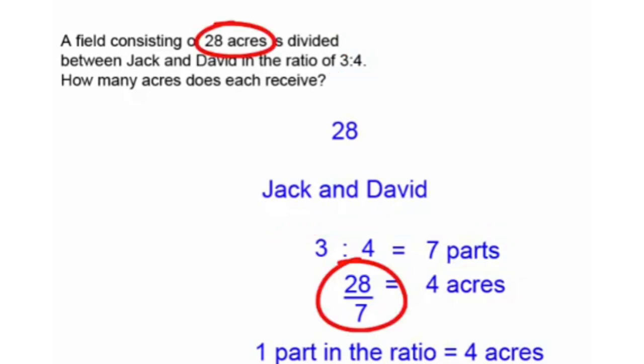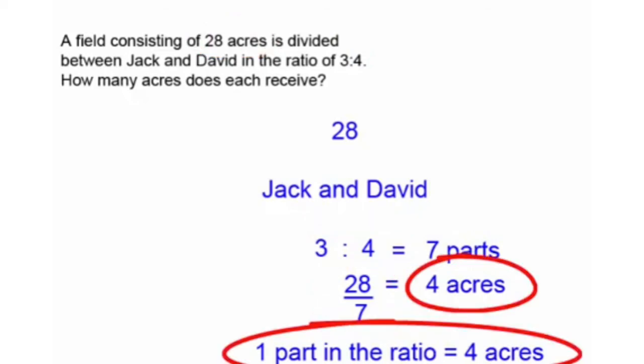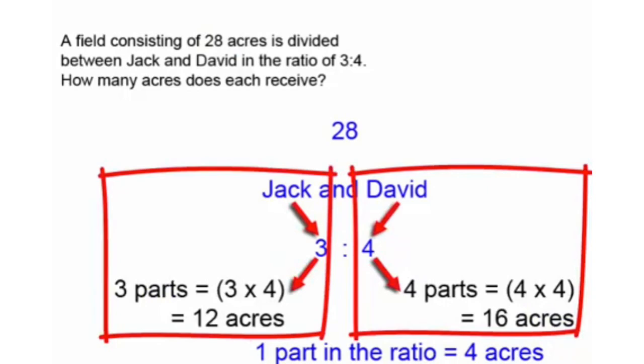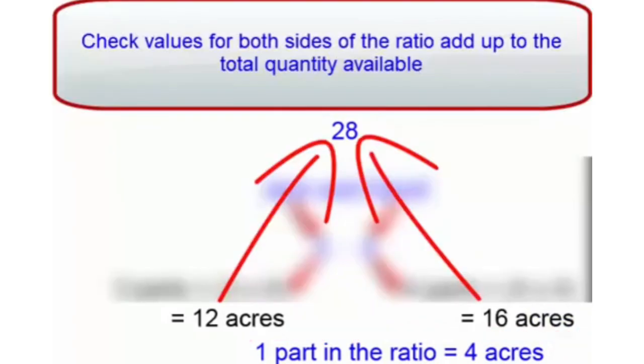So this is how we share in a given ratio. We must not forget to multiply the given ratio by the value of one part.